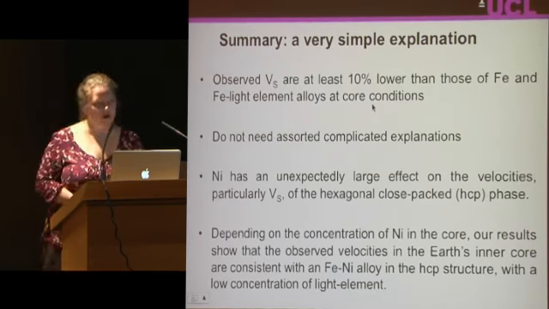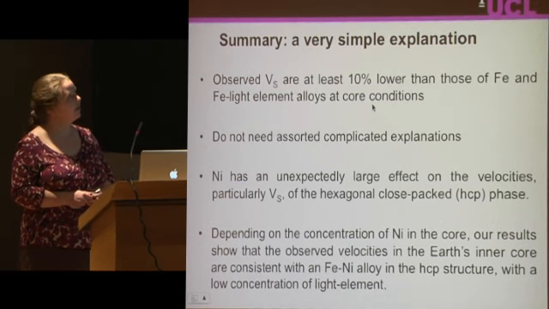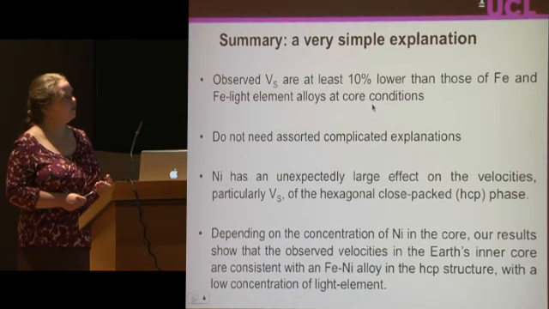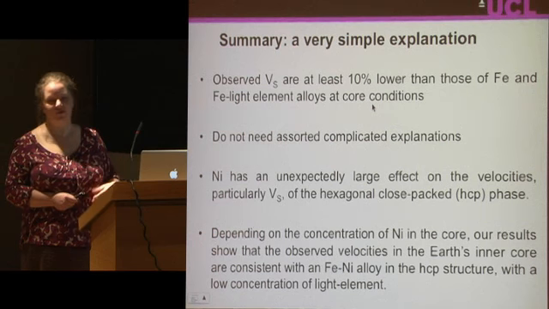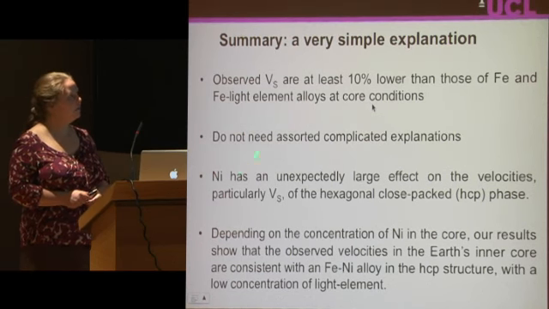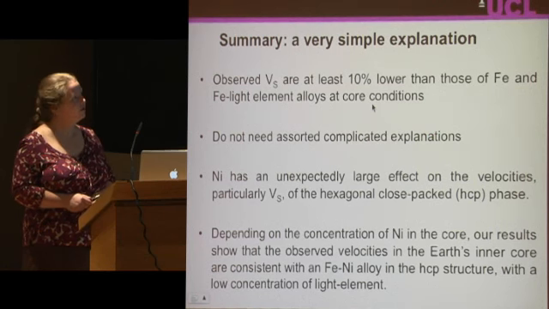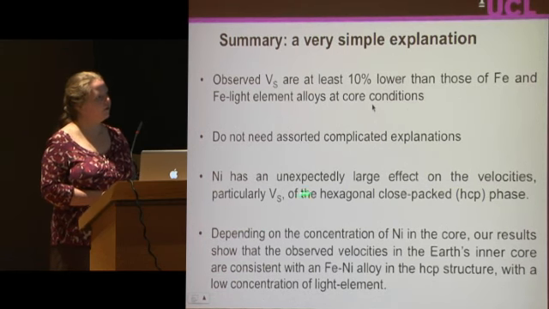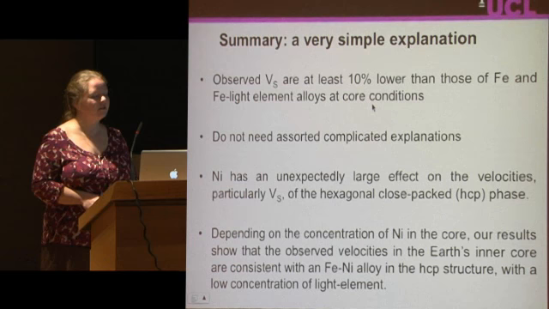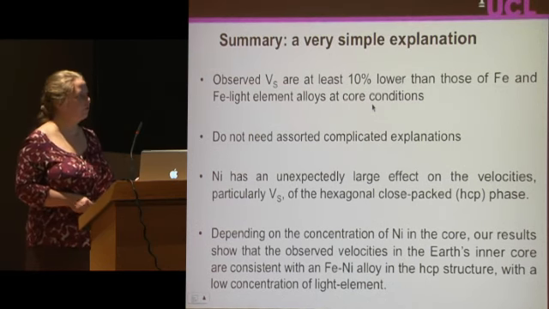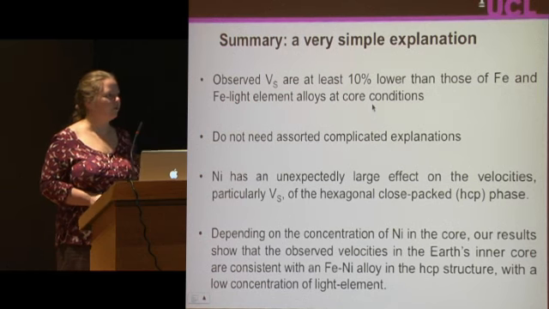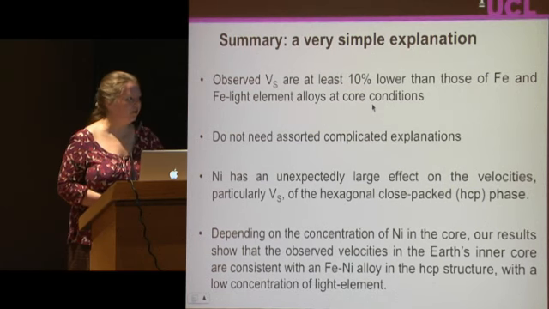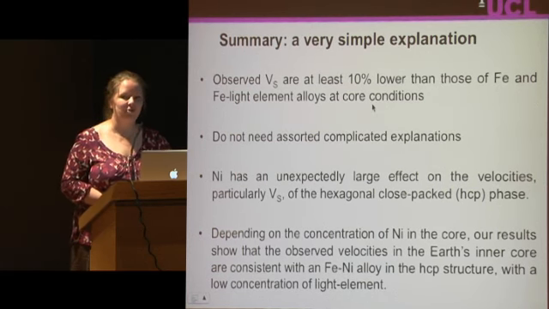So, in summary, we have what we think is a very simple explanation. The observed shear wave velocities are at least 10% lower than those of pure iron, and even worse for iron with light elements in. But we don't need a complicated assortment of explanations. Nickel has an unexpectedly large effect on the velocities of the hexagonal close-packed phase, and depending on the concentration of nickel in the core, we show that the observed velocities in the inner core are consistent with an iron-nickel alloy in the HCP structure with a very low proportion of light element.